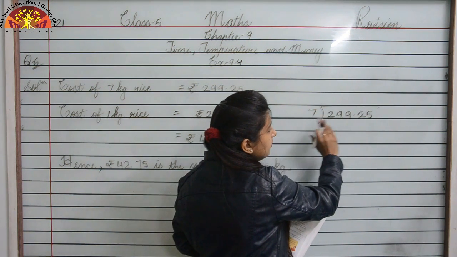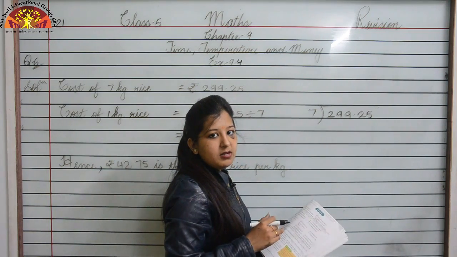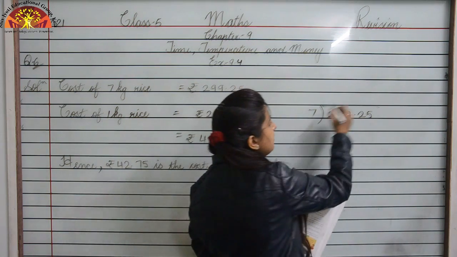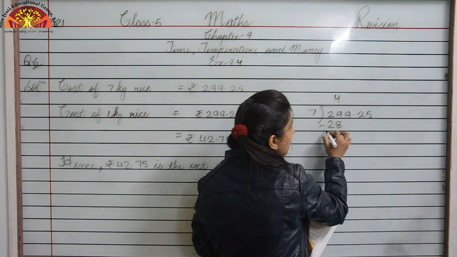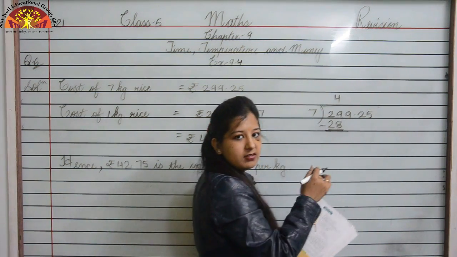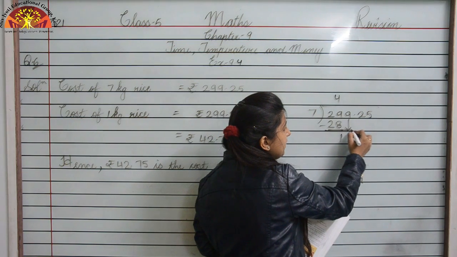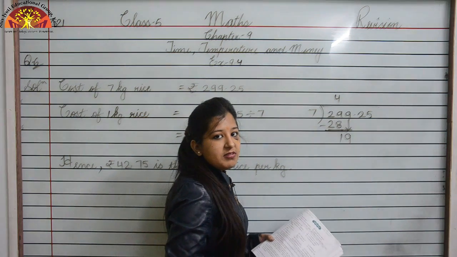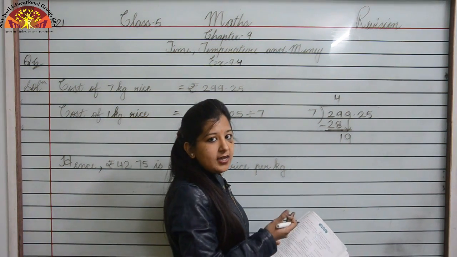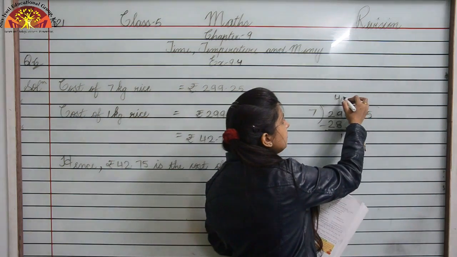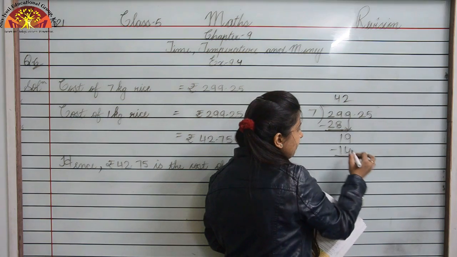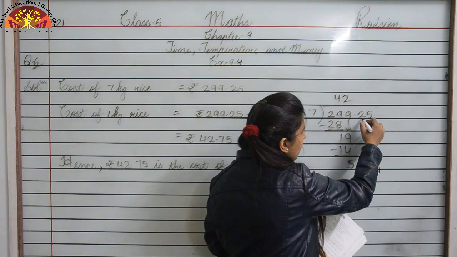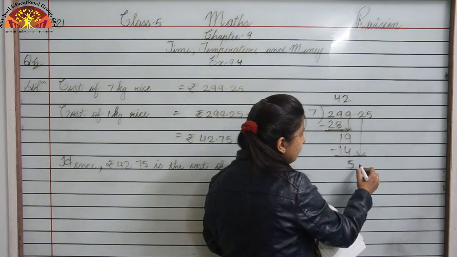Here 29 does not come in 7's table. So we will take the just smaller number from 29. So we will take 7 4s are 28. Now we will subtract it. So 9 minus 8 equals 1. We bring down 9. Now again 19 does not come in 7's table. So we will take the just smaller number than 19. So now 7 2s are 14. We will write 7 2s are 14 here. Now 19 minus 14 equals 5. Now again we will bring 2 down.